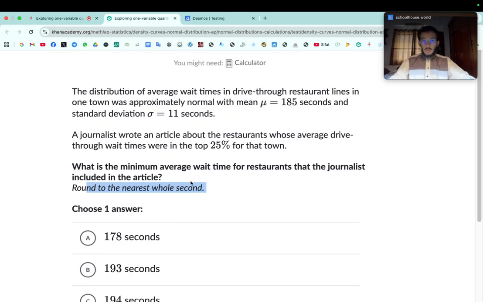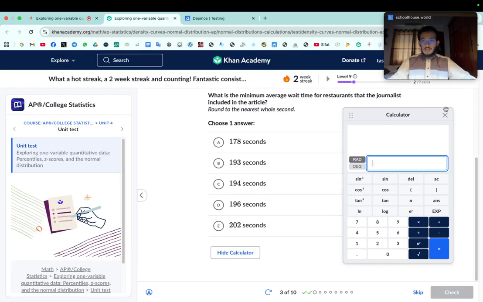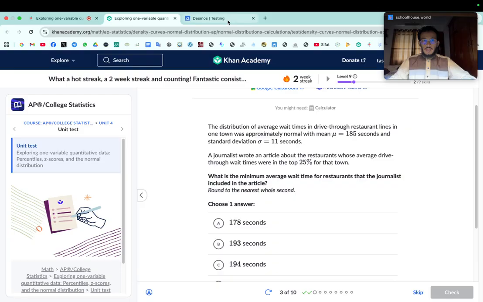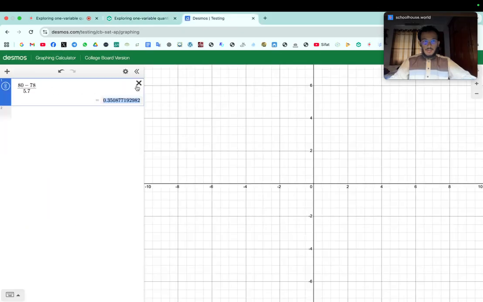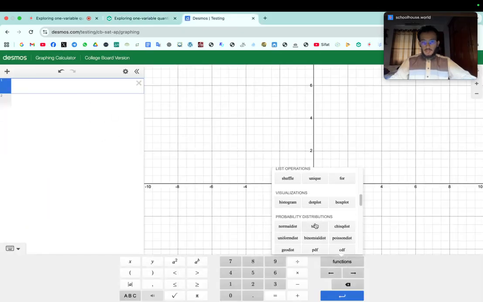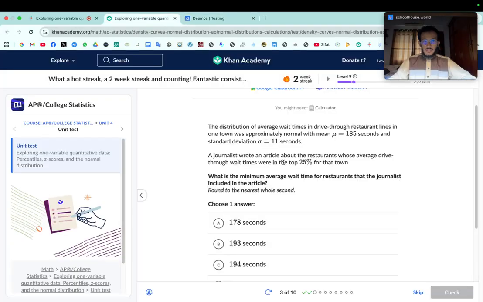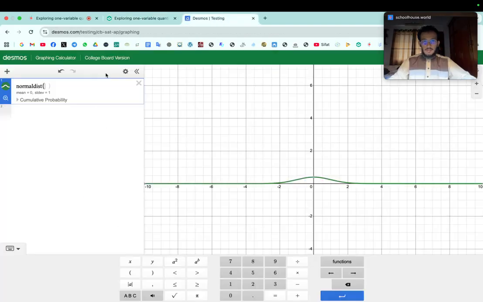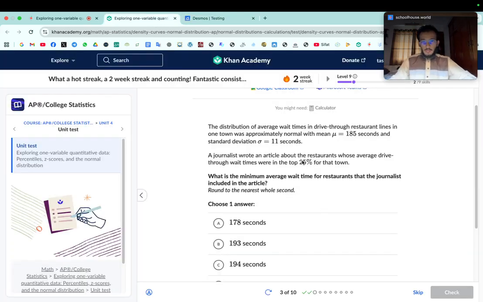So we have a normal distribution and we have a calculator. So what we can do is we can just use the normal distribution function, and we use the mean, which is 185, and the standard deviation is 11, so 185 and 11. So this is the normal distribution, and we want to find the top 25%.